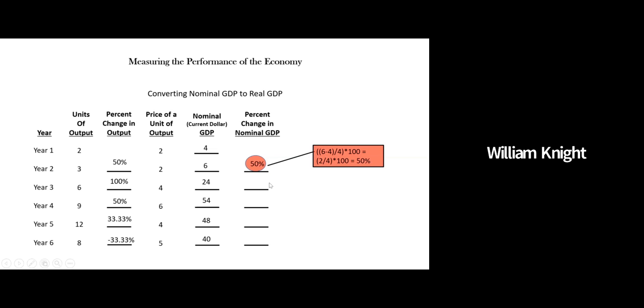From 6 to 4, check that out. Pause the video here, see if you can see what that is. From 6 to 24. Okay, you're back now. Did you get a 300% change? Now check these out too. See if you can compute these as well. All right, now, don't just look at them, actually compute them. Do yourself a favor.